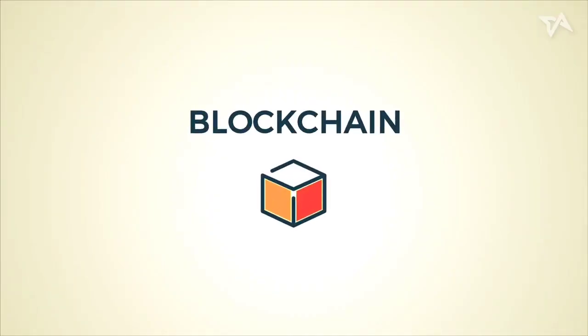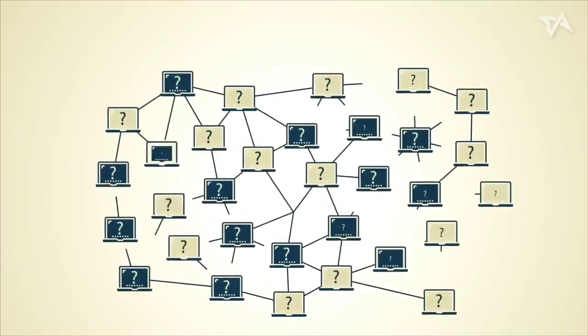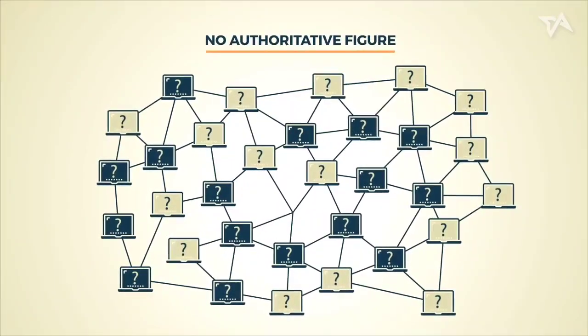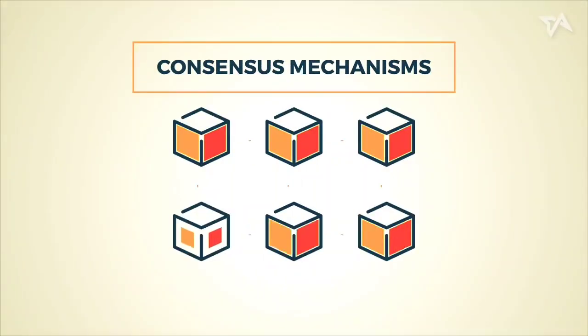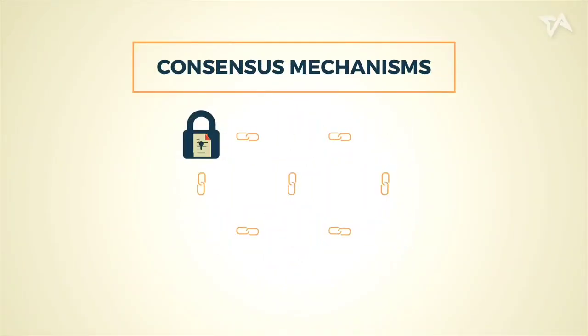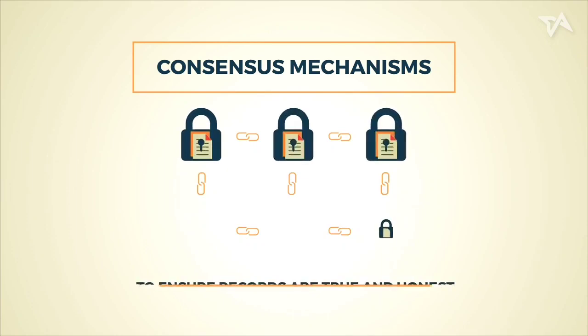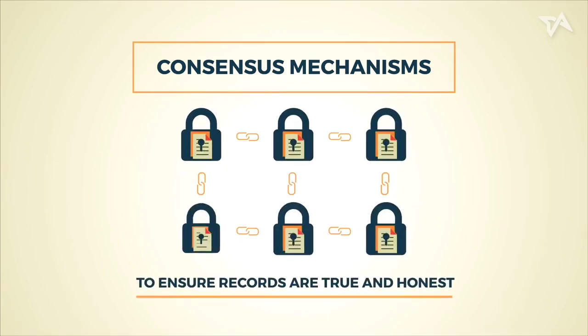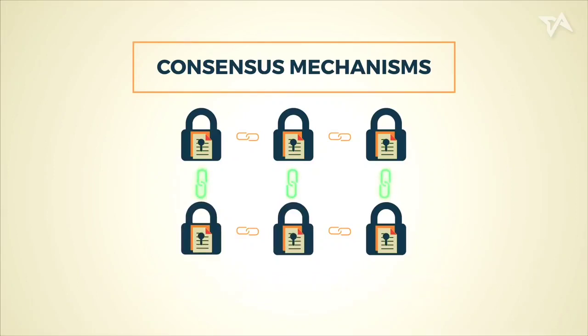Blockchain, the hype word of 2018. But do you know how a decentralized peer-to-peer system with no authoritative figure makes decisions? The answer lies in consensus mechanisms. There are various consensus mechanisms, but they all serve the same purpose: to ensure records are true and honest. The difference is the way the consensus is reached.